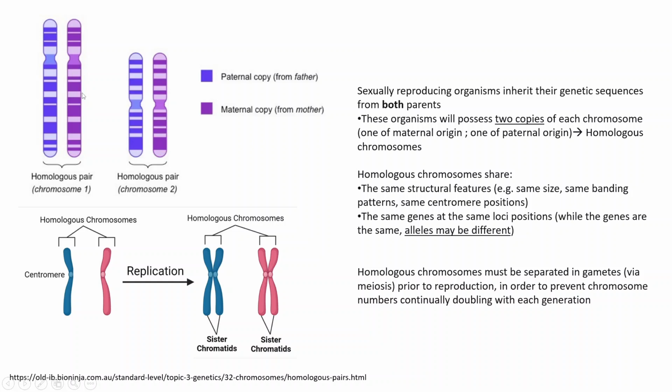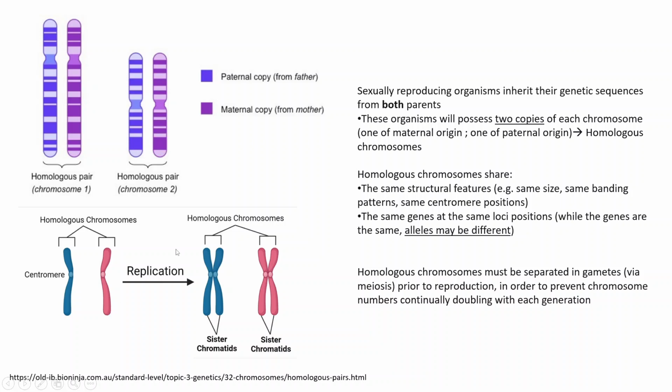But of course, while the gene is the same, so if it's coding for hair, over here both of these genes are coding for hair. But the allele for what kind of hair, what is the ultimate phenotype? Is it brown hair, blue hair? Oh, not blue hair, maybe black hair. That allele may be different. Okay. So that's the case with homologous chromosomes and what they code for.